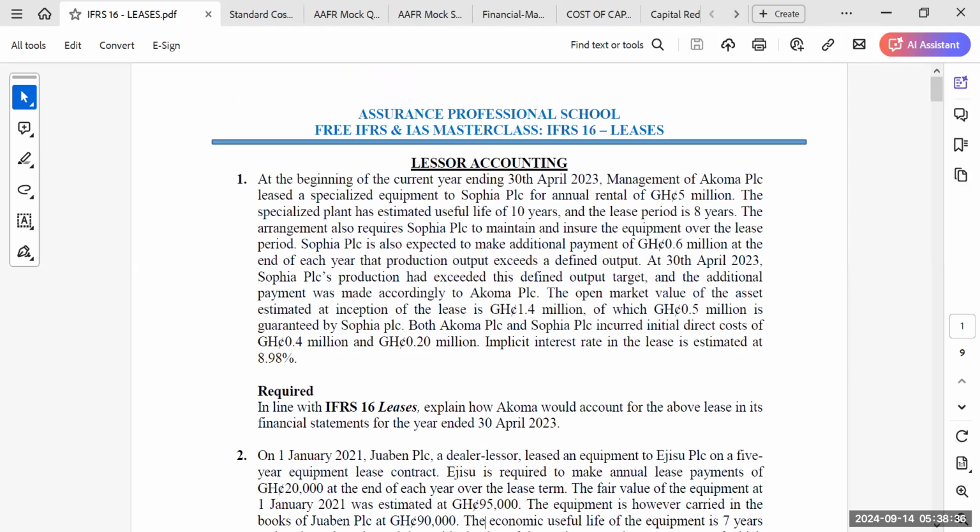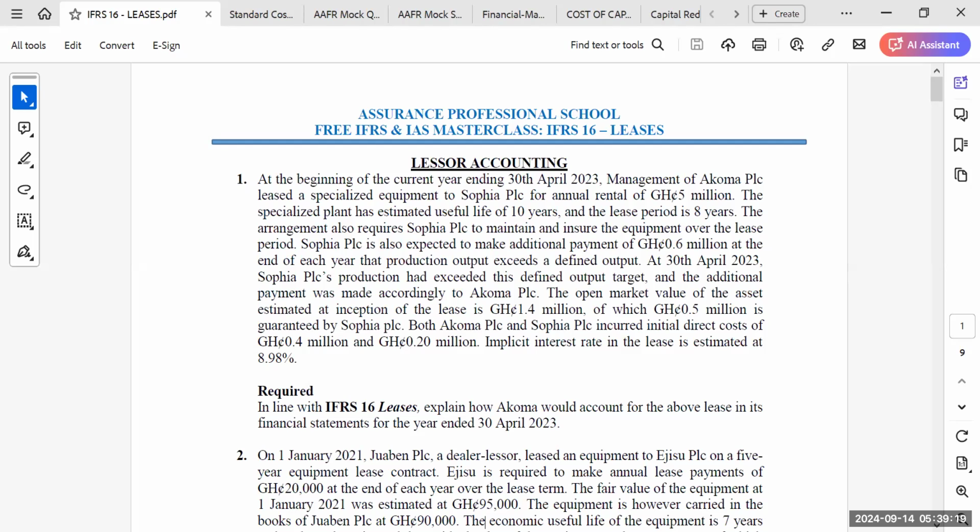At the beginning of the current year ending 30th April 2023, management of Akuma PLC leased a specialized equipment to Sophia PLC for annual rental of 5 million Ghana cedis. The specialized plant has estimated useful life of 10 years, and the lease period is 8 years. The arrangement also requires Sophia PLC to maintain and insure the equipment over the lease period. Sophia PLC is also expected to make additional payments of 0.6 million Ghana cedis at the end of each year that production output exceeds a defined output.